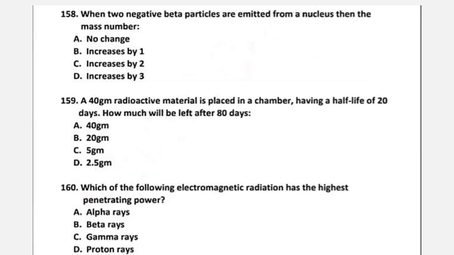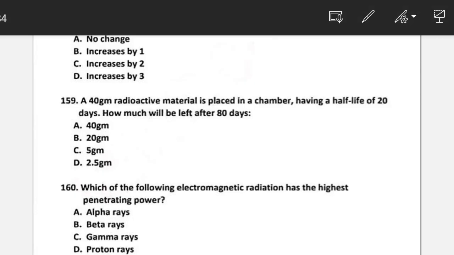Question number 158 is: when two negative beta particles are emitted from a nucleus, then the mass number. We know that beta particles are electrons, and an electron has a negligible mass, so there will be no change in the mass number of that atom, but there will be a change of only charge, because when negative charge is emitted from the nucleus, there will be an excess of positive charge on that nucleus. So there will be no change in the mass, because beta particles are fast moving electrons, and these fast moving electrons have negligible mass.